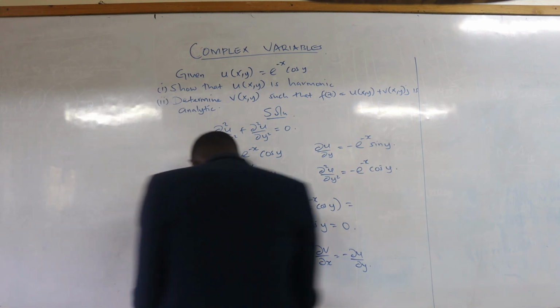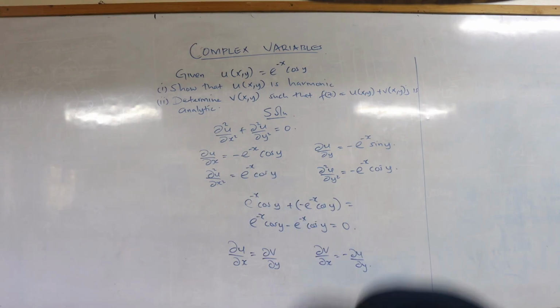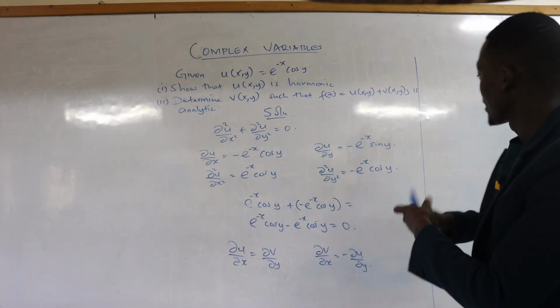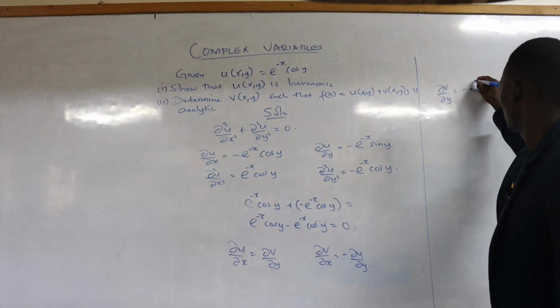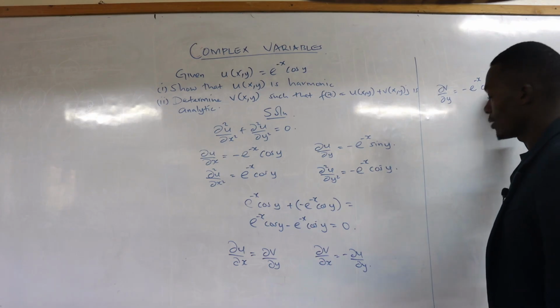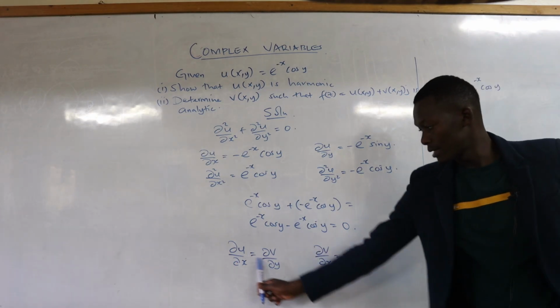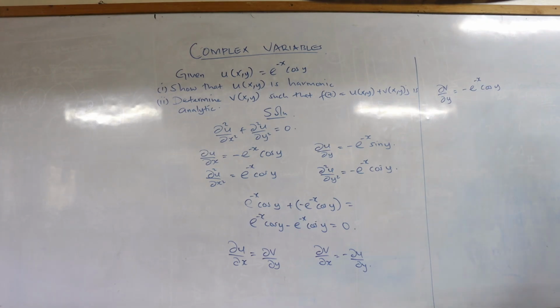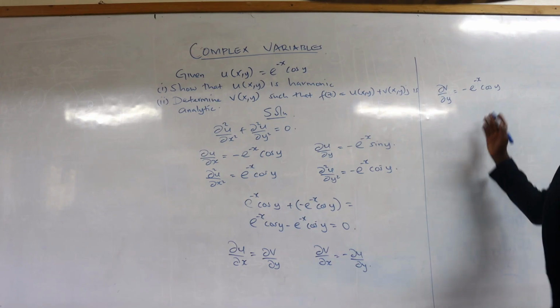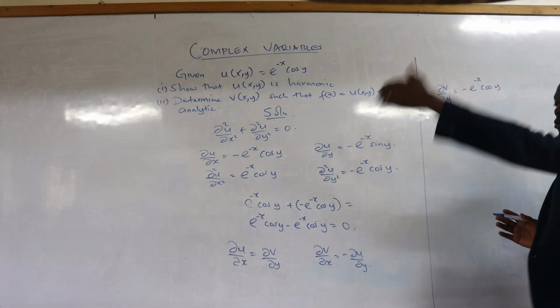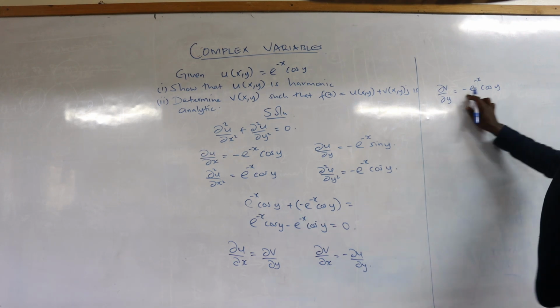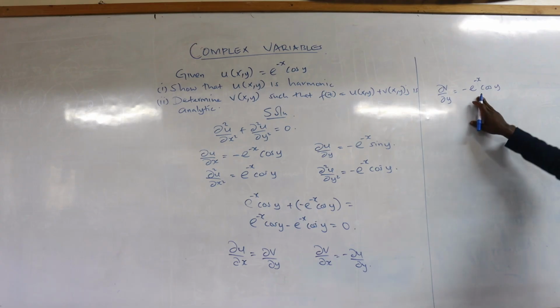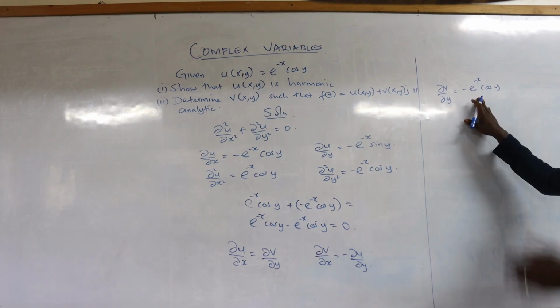So if your du/dx is the same, then we are saying that your dv/dy should be the same as negative of negative x cosine of y, because these are the same. Now this function is already a derivative. So for us to go back to the original function v, we should integrate this function.